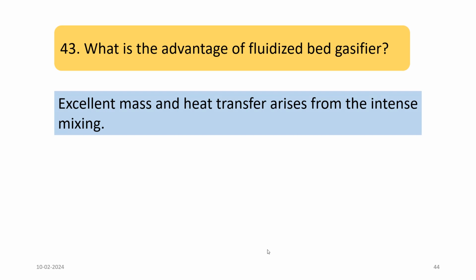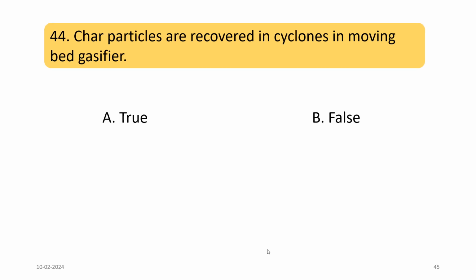So what is inside the reactor? The chemicals inside the reactor mix very well with one another, and that leads to excellent mass and heat transfer. Inside the fluidized bed gasifier, the reactant molecules produce a homogeneous mixture, so it gives excellent mass and heat transfer, and that is the advantage of fluidized bed gasifier.